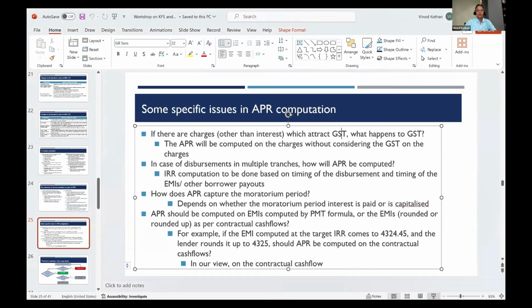Anita, maybe you can talk about the contents of KFS. But in the meantime, if there are questions on APR, we could probably discuss them here before we go further to the contents of KFS.